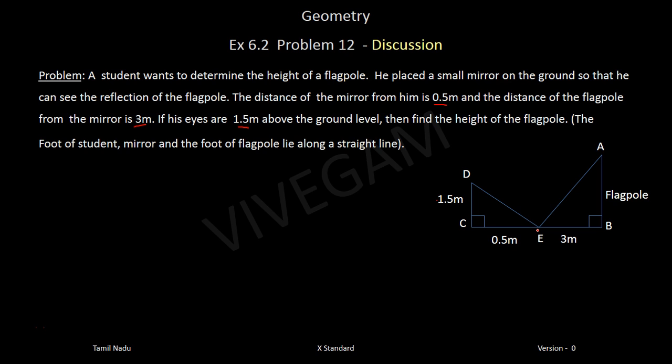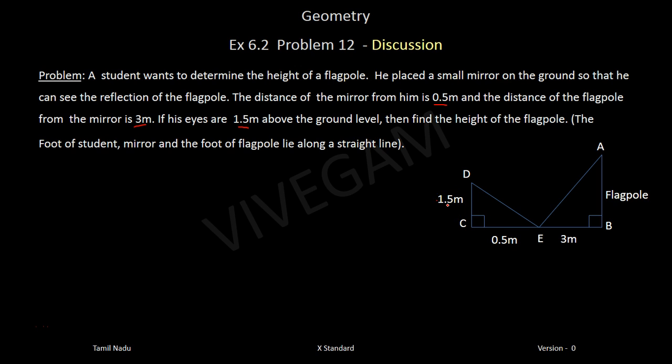Now let's name it. Let AB represent the flagpole, CD represent the person, and E is the point of the mirror. We know the distance of the mirror from the man is 0.5 meters, and the distance of the flagpole from the mirror is 3 meters. Therefore the distance between the mirror and the flagpole is 3 meters. So these two are given. His eyes are 1.5 meters above the ground level, right?